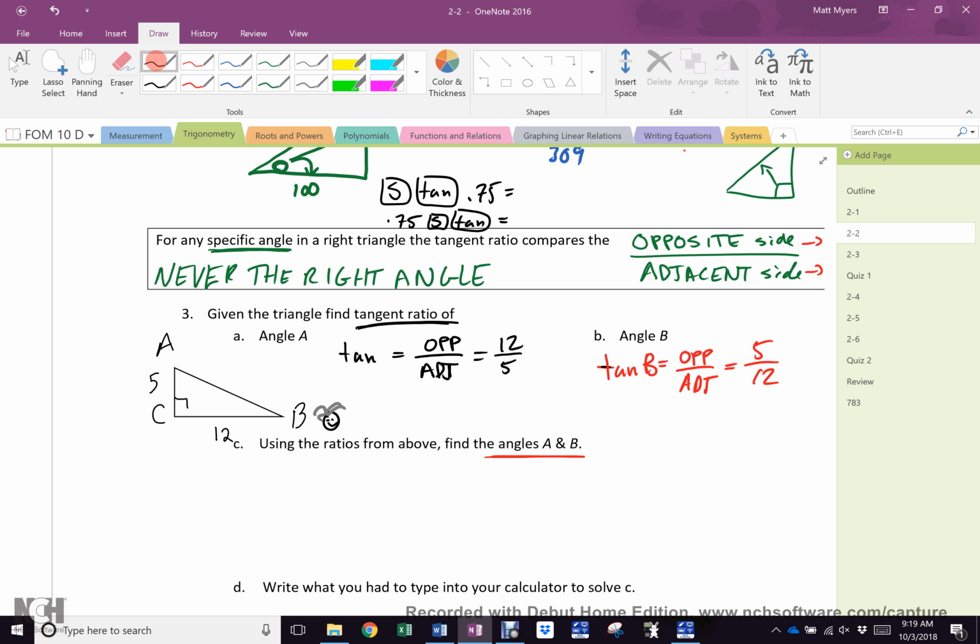So to find A, which I'm going to work in black, I must do tan negative 1, yes? But I need a decimal. Oops, I lie. It's 12 over 5, correct? How do I punch that into my calculator? 12 divided by 5. That would get me the decimal, 2.4, right? So here is how you can do it in one step.